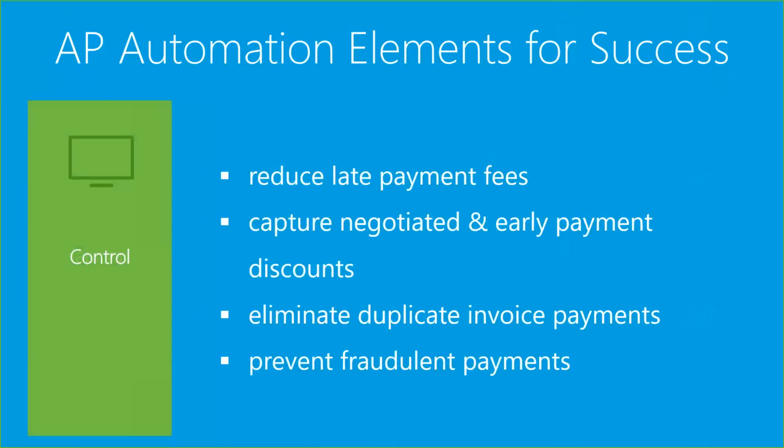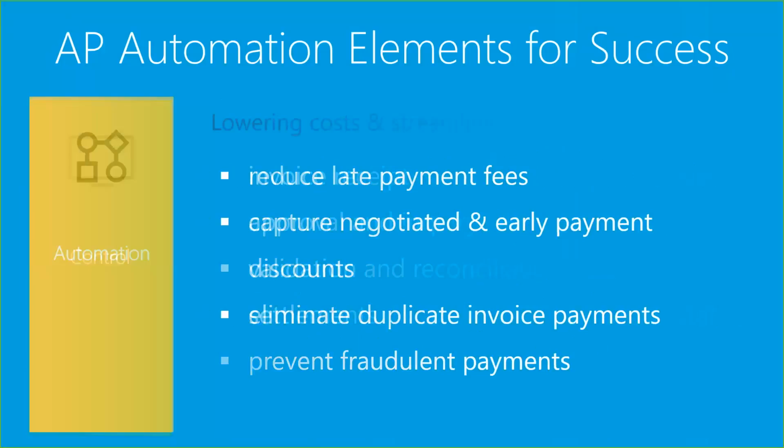The next element is control, which is very important. Good audit control can help your organization enforce corporate policies and achieve contract compliance. The audit control will ensure that your AP transactions are processed in a way that complies with the policies, procedures, and existing government regulation. So again, a very important component of AP.